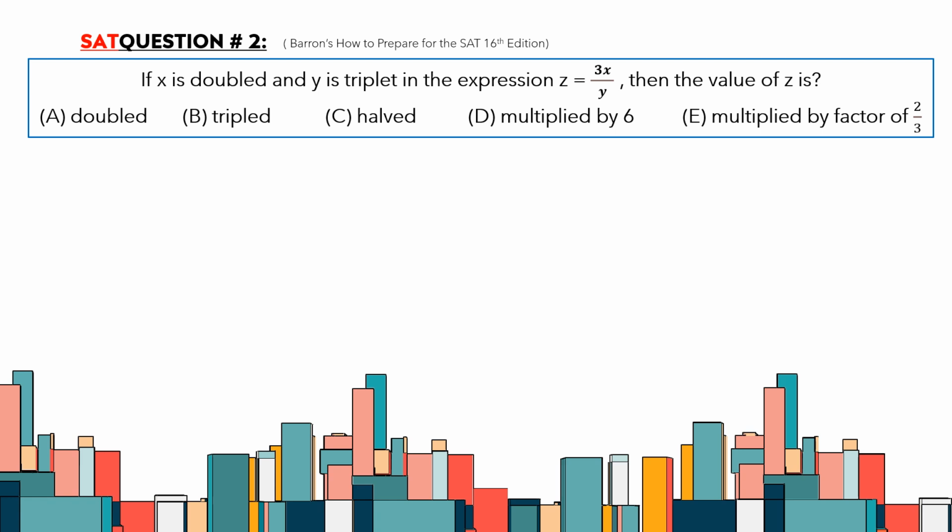If x is doubled and y is tripled, in the expression z equals 3x over y, then the value of z is. So basically we want to know what is the change in z if x is doubled, meaning multiplied by 2, and y is tripled, meaning multiplied by 3.